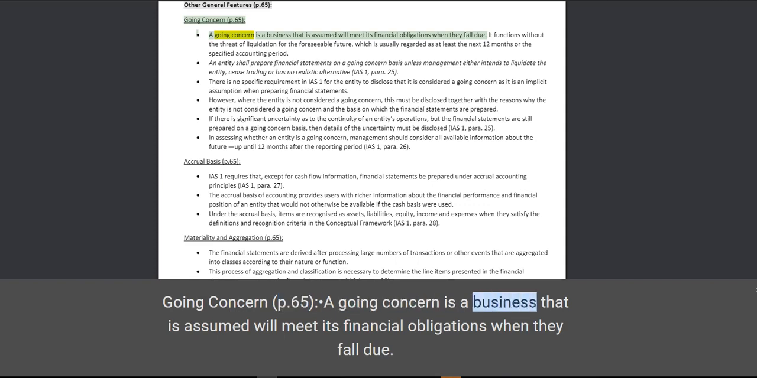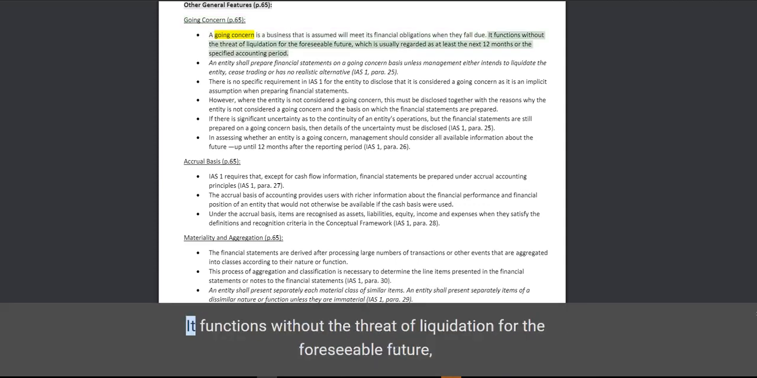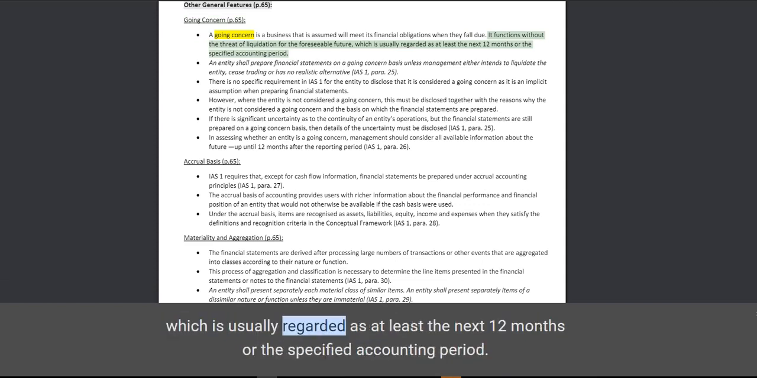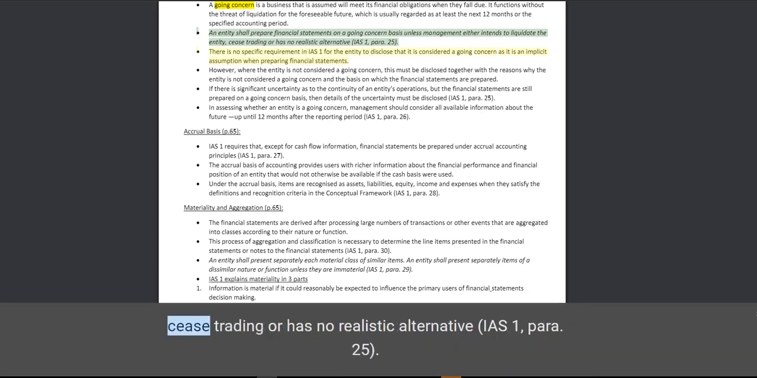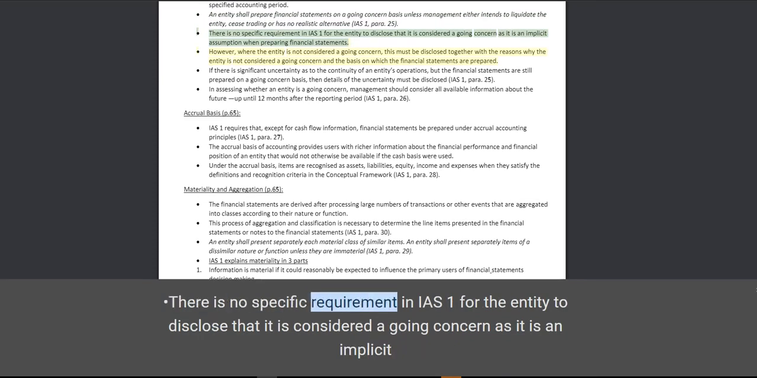Going concern. P.65. A going concern is a business that is assumed will meet its financial obligations when they fall due. It functions without the threat of liquidation for the foreseeable future, which is usually regarded as at least the next 12 months or the specified accounting period. An entity shall prepare financial statements on a going concern basis unless management either intends to liquidate the entity, cease trading or has no realistic alternative. IAS 1, para. 25.